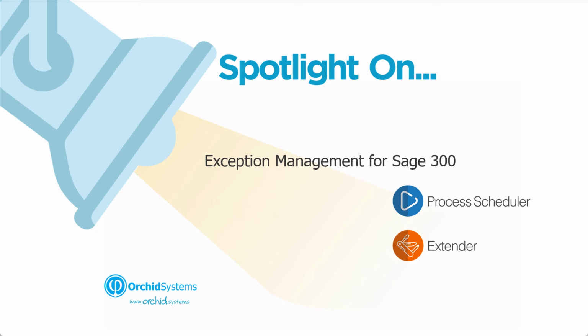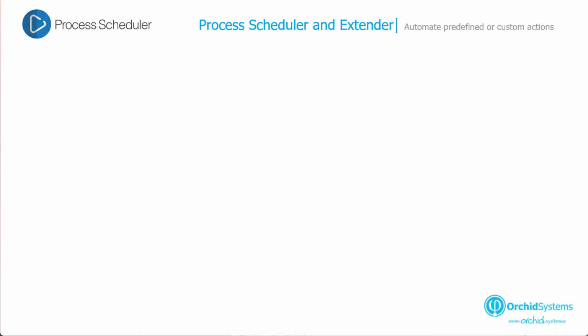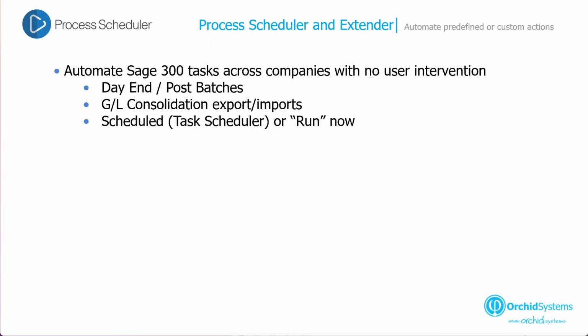Welcome to the Spotlight on Exception Management for Sage 300 using Process Scheduler and Extender. Process Scheduler can be used to automate predefined or custom actions when used with Extender. For example, you can automate Sage 300 tasks across companies with no user intervention, for example, day ends or posting batches, or GL consolidations, exports and imports.